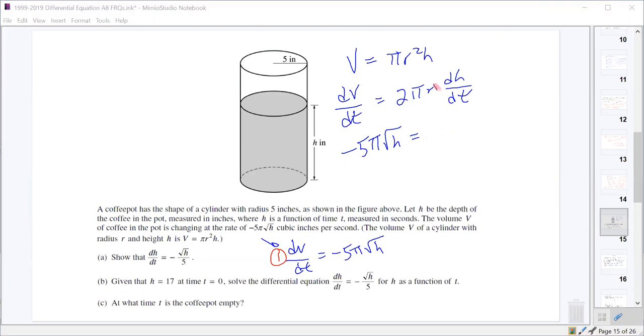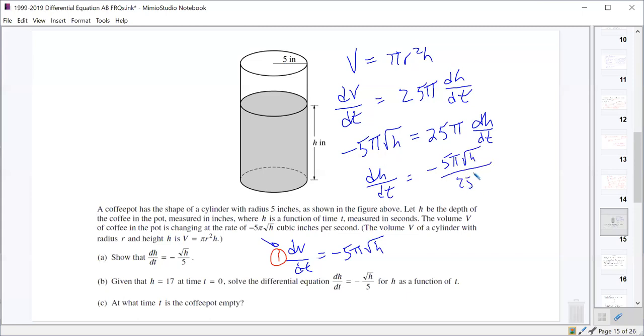Bad by me here. R is not a variable in here. This is 25 pi dH/dt. We need to plug in our R, which is constant, first. Sorry about that. So 25 pi dH/dt. We'll divide by the 25 pi to get dH/dt equals negative 5 pi root h over 25 pi, which is negative root h over 5.